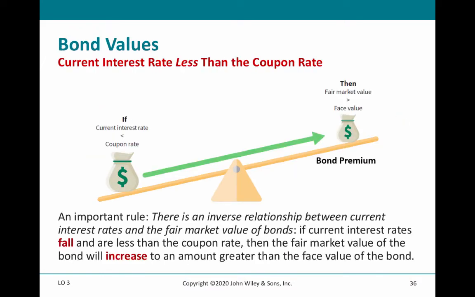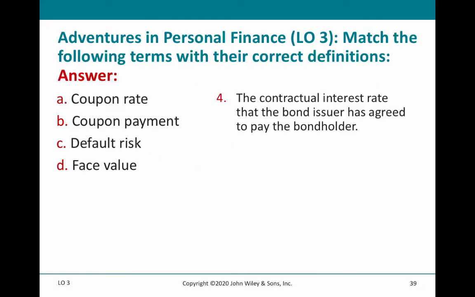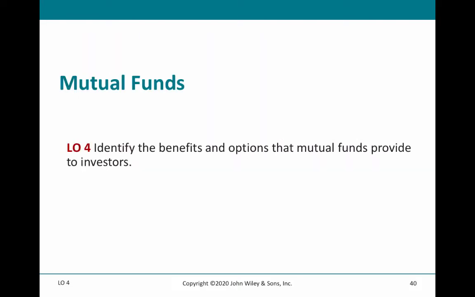I'm going to skip a few of these, but a key thing to note: if the current interest rate is less than the coupon rate, then the fair market value is greater than the face value. There's an inverse relationship that happens here. As interest rates drop or rise, bond interest rates and coupon rates change as well. I'm going to skip that. We have a very large lecture here, so we're going to try to get through as much as we can.